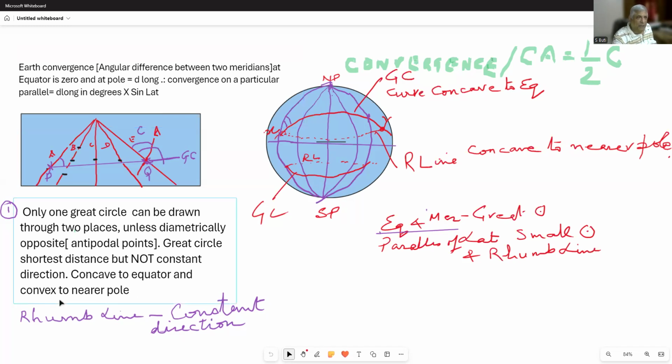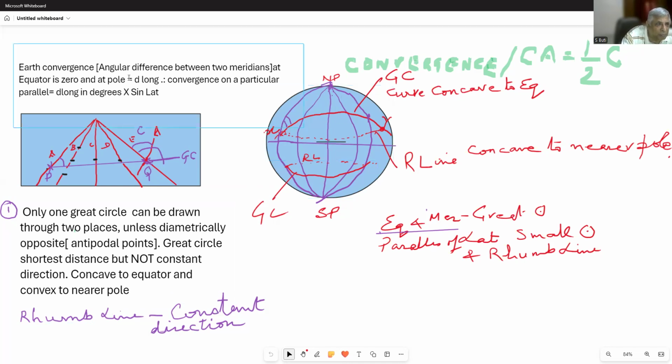Now, remember, great circle is the shortest distance, but not the constant direction. Whereas rhumb line gives me the constant direction, but not the shortest distance between two places on the earth.